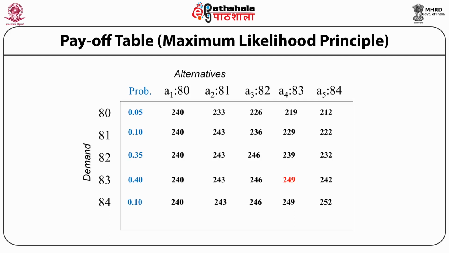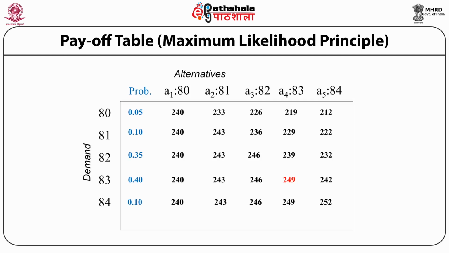So here you can observe that when the outcome is equal to 80 packets, the probability is 0.05. When the outcome is equal to 81 packets, the probability is 0.10. When the outcome is 84 packets, the probability is 0.10. So we know the value of probability for every possible outcome. Now, to select the best course of action, we consider the maximum likelihood principle.